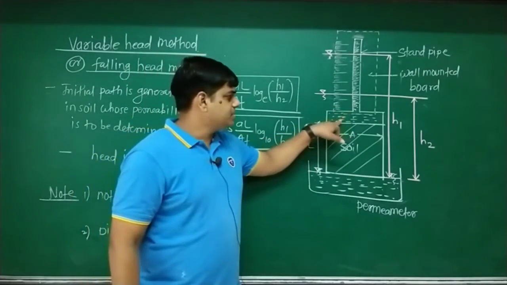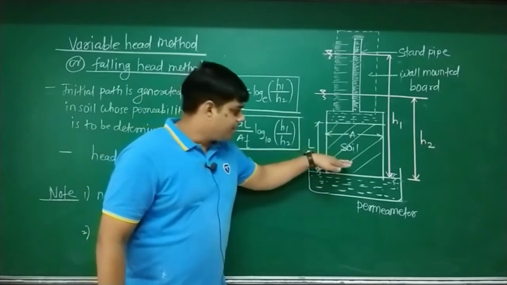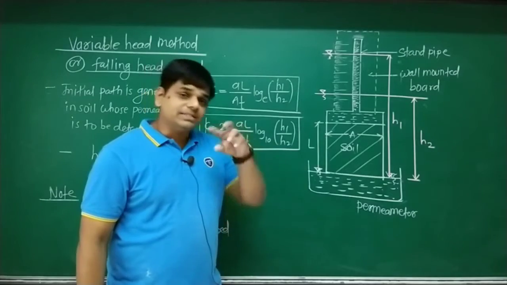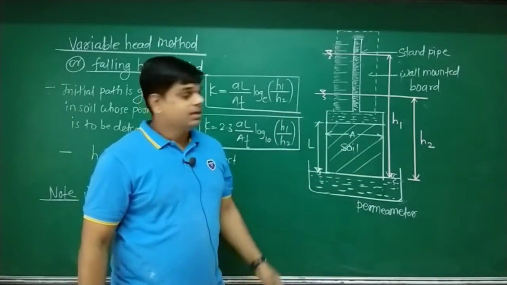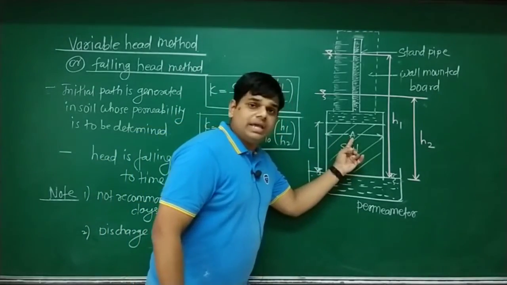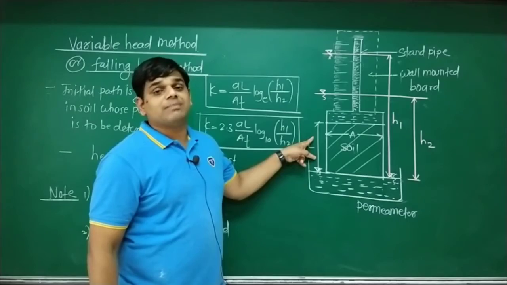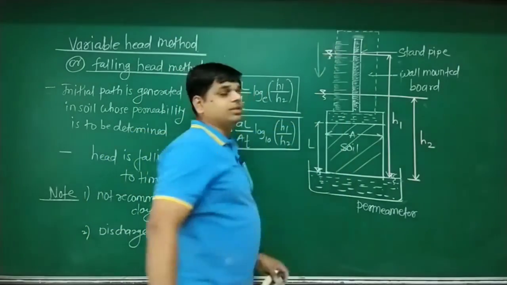That glass pipe is connected at the top of the permeameter. Inside the permeameter, soil is filled. The area of the soil mass inside the permeameter is equal to the area of the permeameter, denoted by the symbol A. The height of the permeameter is the length of the soil sample in the direction of flow. Flow is coming in a downward direction.